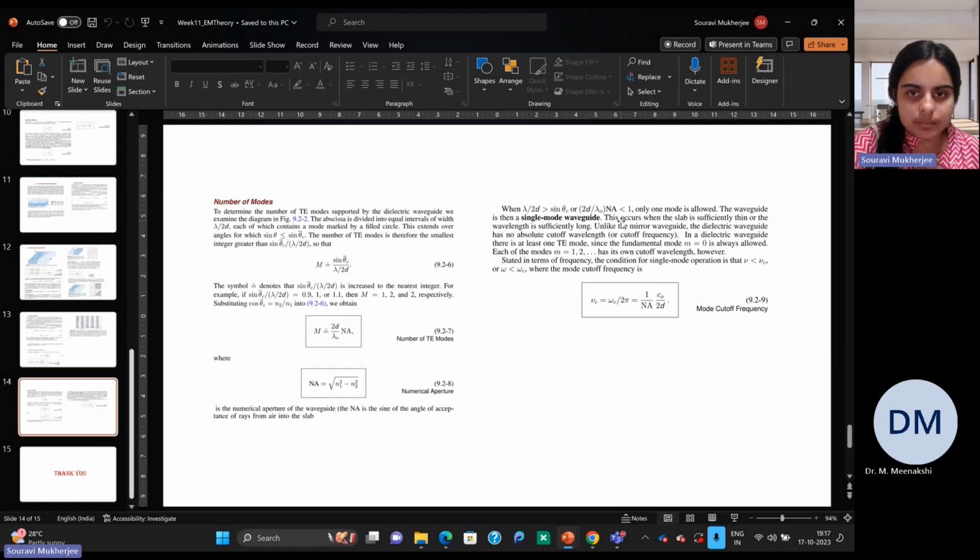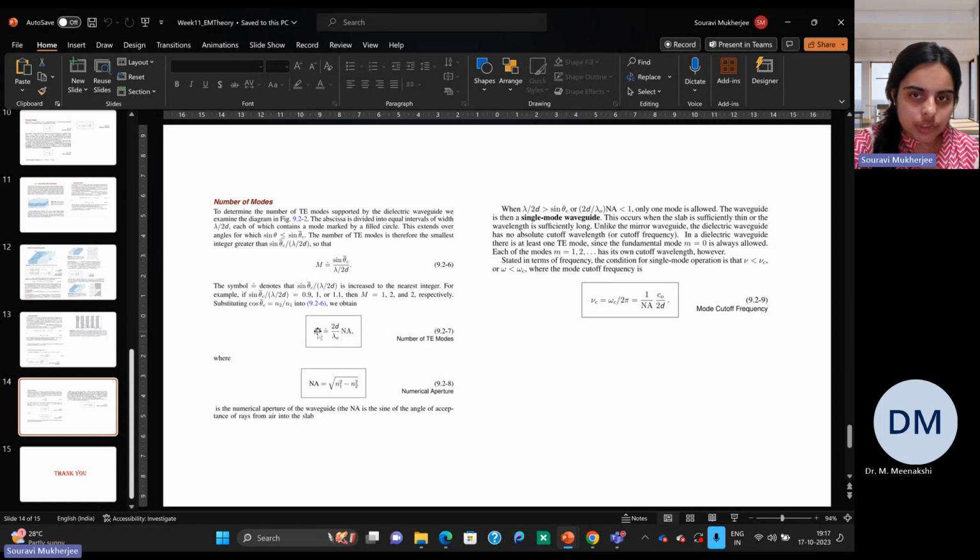So for a single mode waveguide, 2d by lambda naught, where lambda naught is your wavelength in free space, times NA could be less than 1. And what is NA? NA is your numerical aperture. It is related to the difference in the refractive index of the core and the cladding, or the two mediums. Now you can use this relation, putting it here, even here; these are all the same relations.